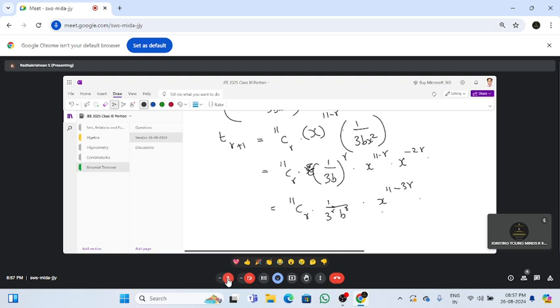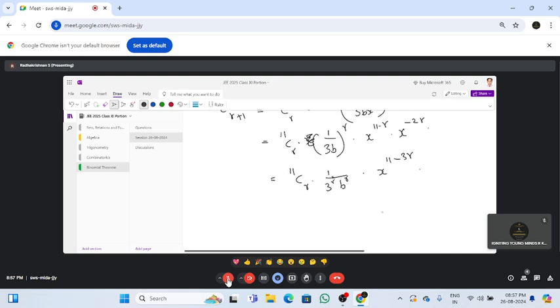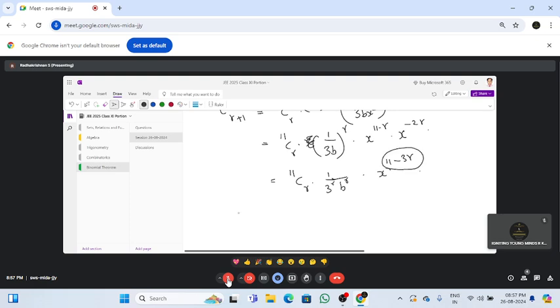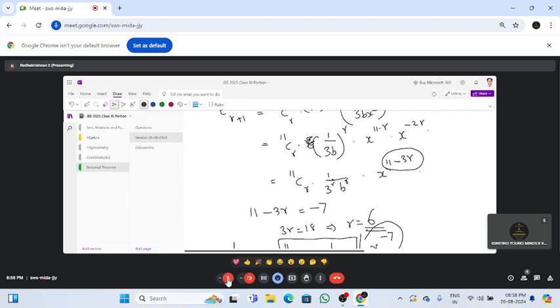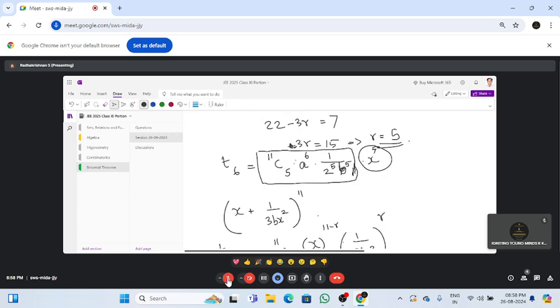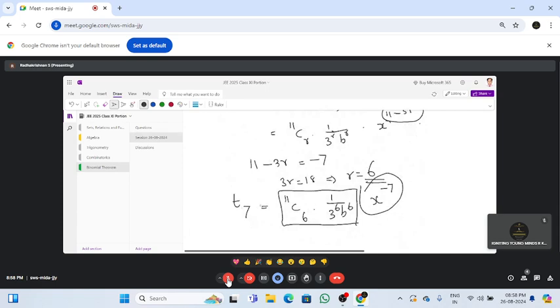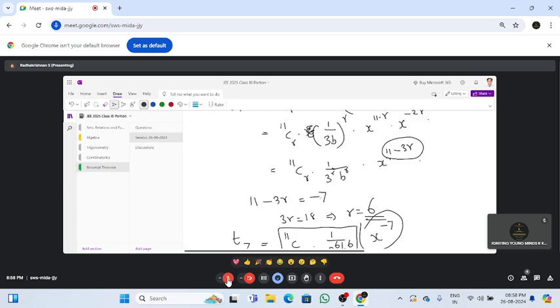Now, if this has to be x power minus 7, then what is the value of r? 11 minus 3r equal to minus 7. That means 3r equal to 18 or r equal to 6. Now you put r equal to 6, what happens? T7 equal to 11C6, 1 by 3 power 6, b power 6, x power 11 minus 3r, minus 7. So the seventh term has got that x power minus 7 and the coefficient is this. Okay. What have they given? The coefficient of x power 7 in this expansion is equal to coefficient of x power minus 7 in this expansion. That means this coefficient is equal to this coefficient.